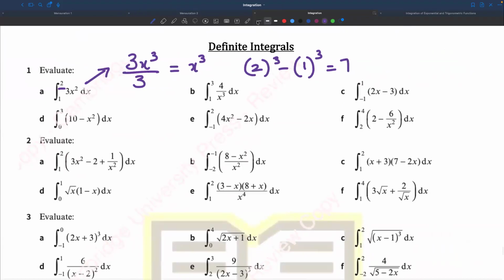And this is exactly what we will be doing. Why don't we divide by 3? But I divided by 3. Look, 3x cube upon 3. So this 3 cancels. Right?